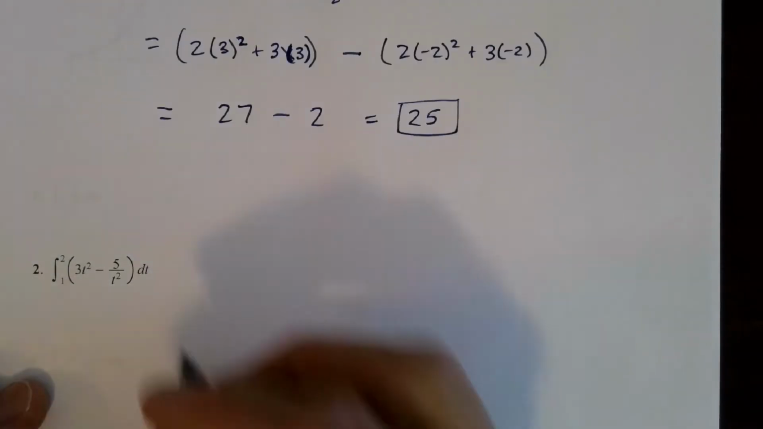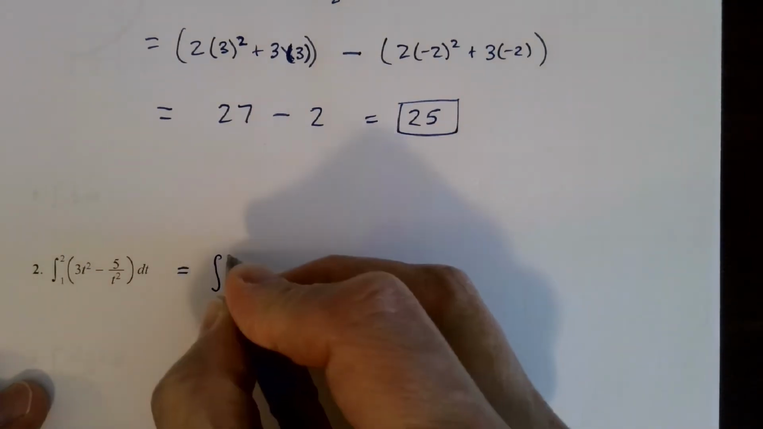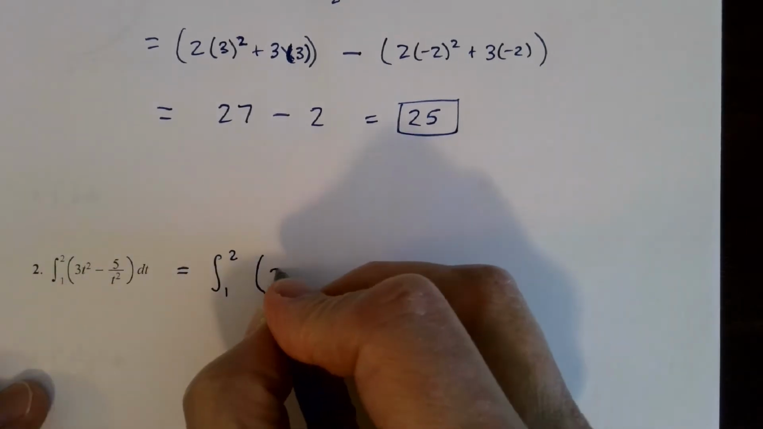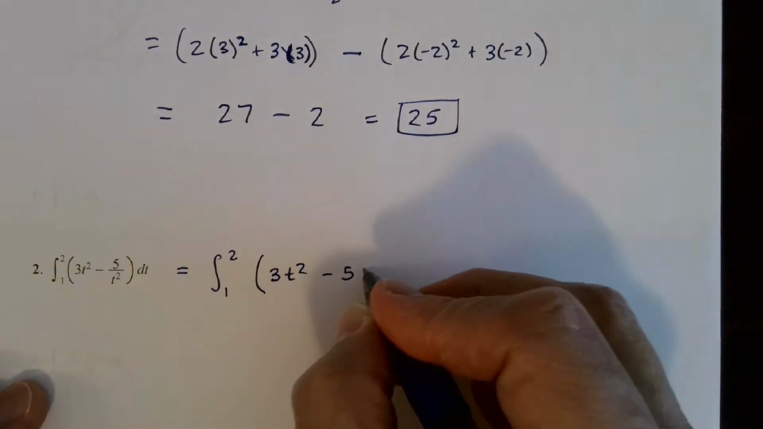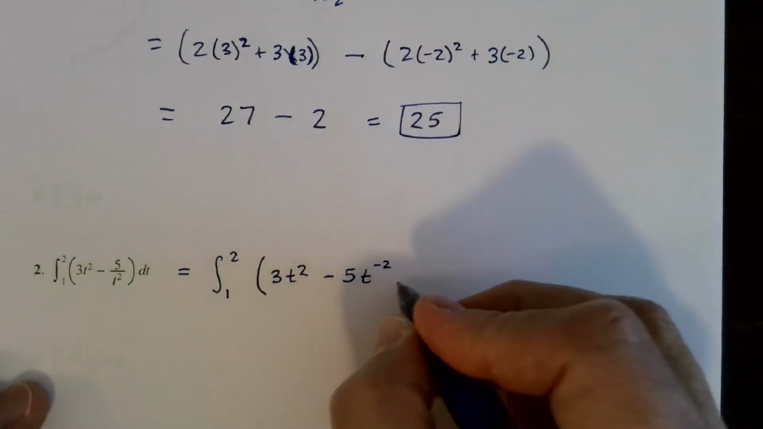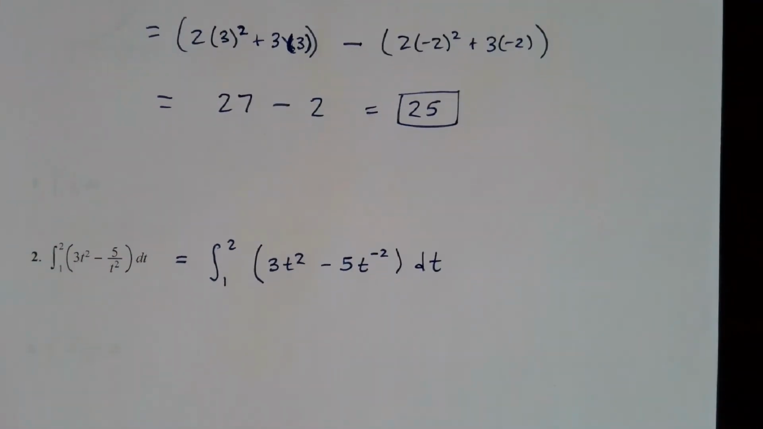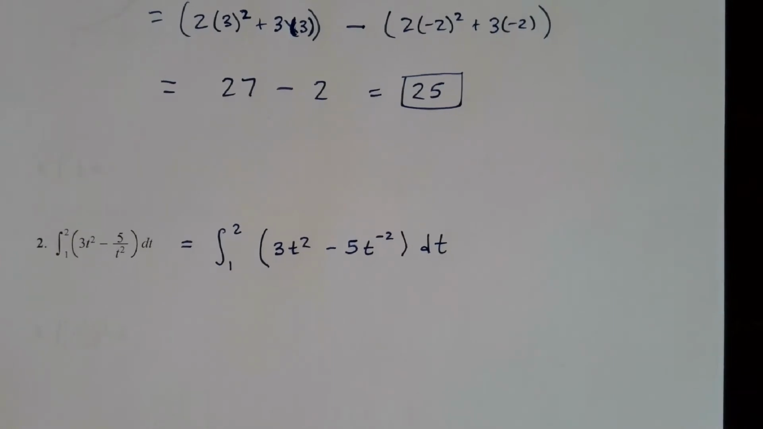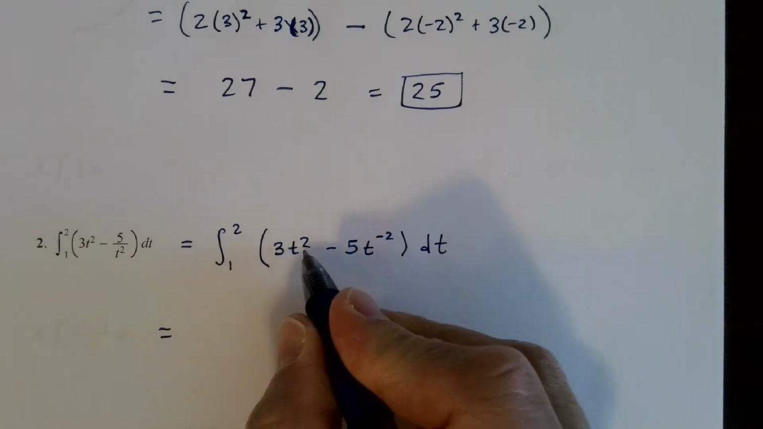For this one, my first step before I proceed would be to rewrite this integrand, the function we're integrating here. This is fine, but I'm going to rewrite this as -5 what? T to what power? What power should that be? -2, right? I want to do that so that I can make use of the power rule for finding the antiderivative. Okay, so what is the antiderivative? What's the antiderivative of 3t squared?